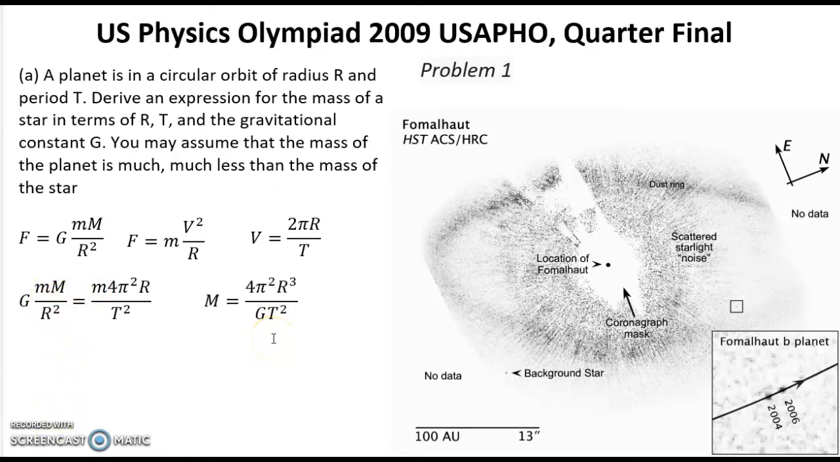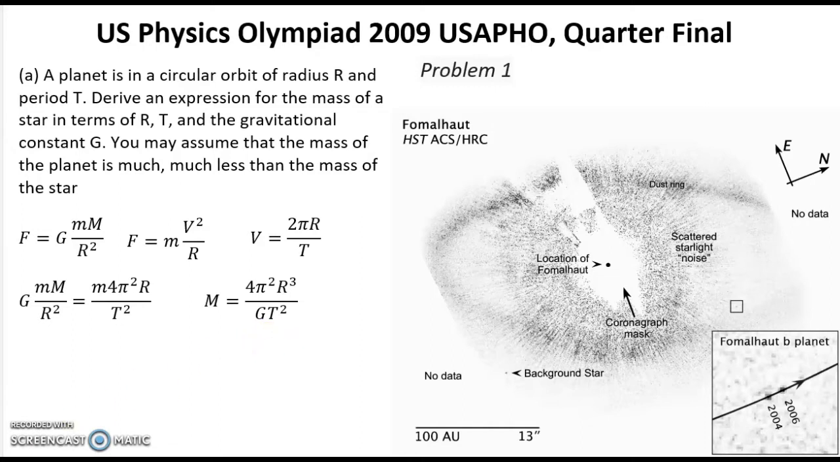This is the expression. As you can see, this is exactly the third Kepler law applied to circular orbits. So it means that the cube of the radius is proportional to the period squared. And this is how to calculate the mass of any star in these circumstances.